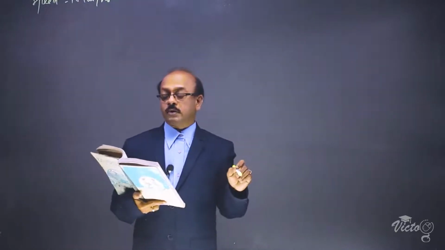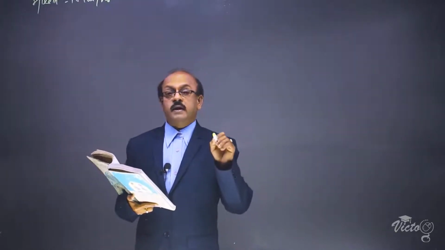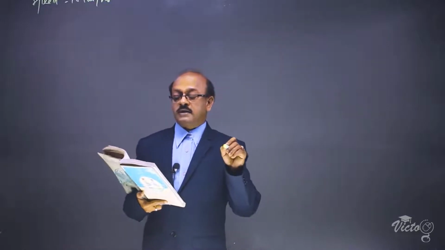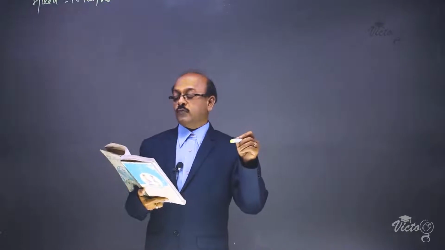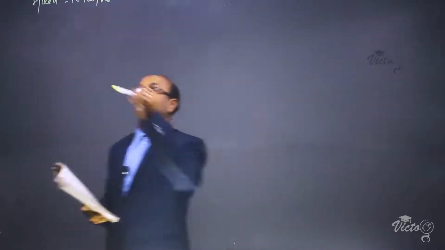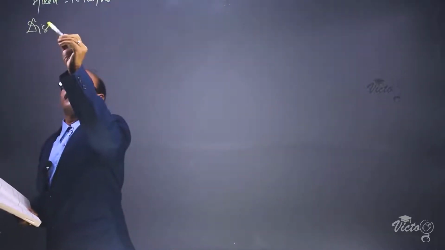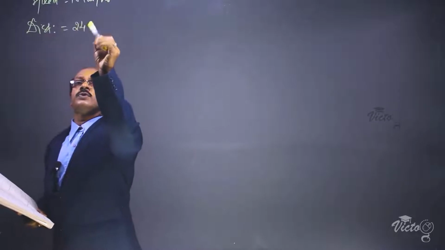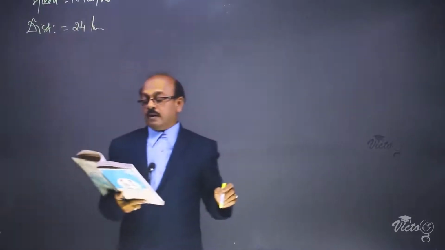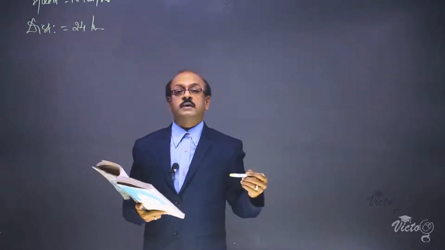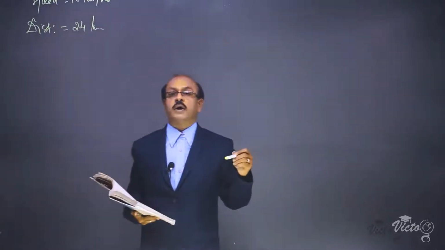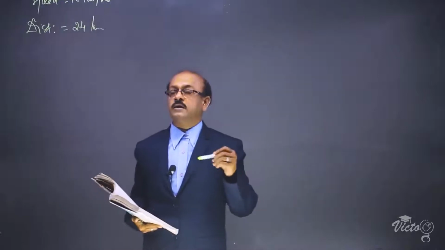Here I shall read the question once more. A motor boat whose speed is 18 kilometers per hour in still water takes 1 hour more to go 24 kilometers upstream. That means distance is equal to 24 kilometers than to return downstream to the same spot. Find the speed of the stream. We have to find out the speed of the stream in this question.